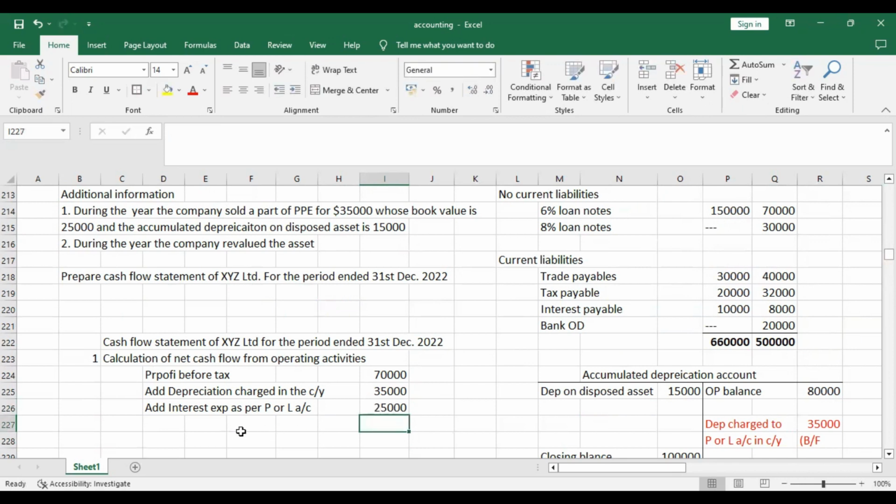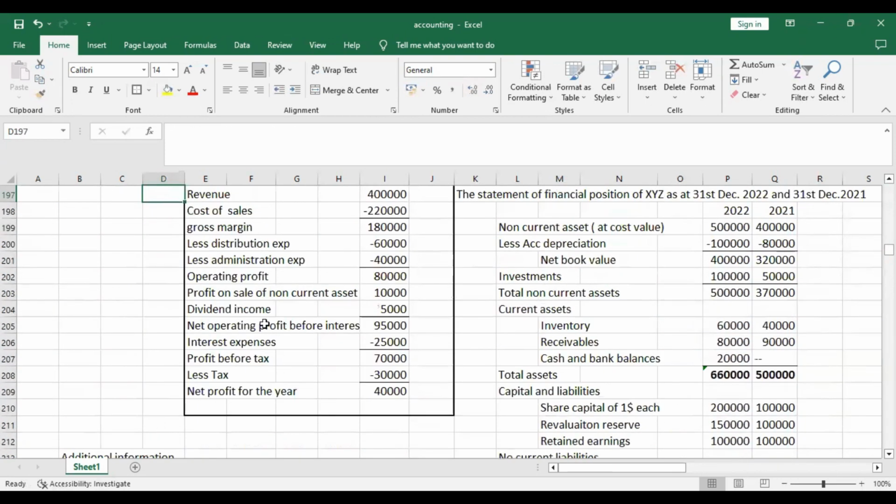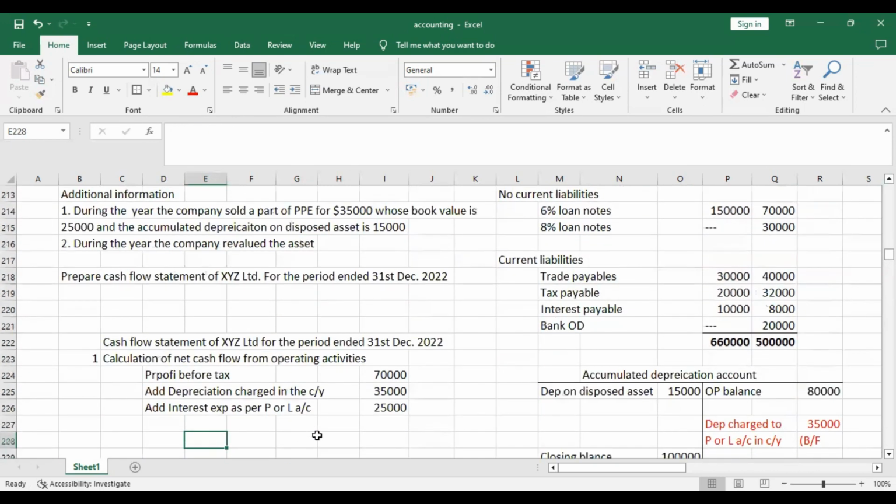Then after these two, we said very clearly, if any non-operating activities are there, you must adjust them. In the P&L account, they said very clearly, profit on sale of non-current asset is given to you. This is not relating to operating activity, so you need to adjust it. How to adjust? Because with this your profit has been increased, you should eliminate it. When you eliminate, you should reduce. So less profit on sale of PPE. How much is it?